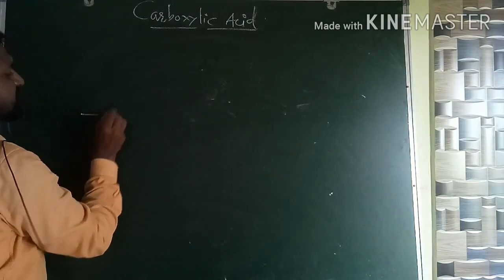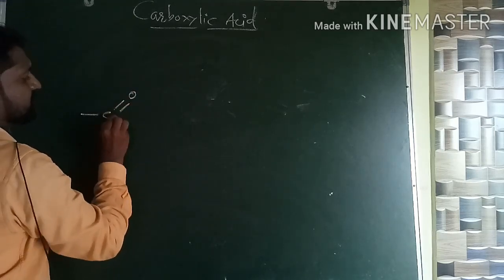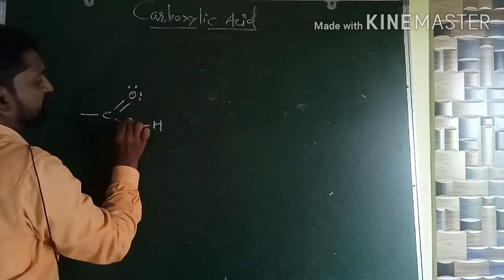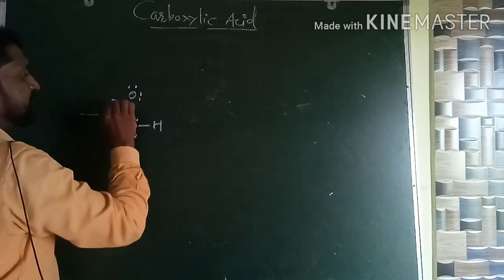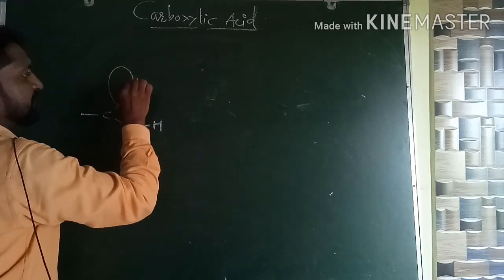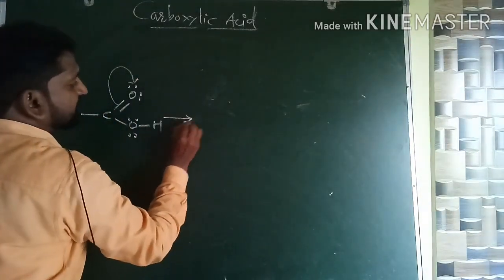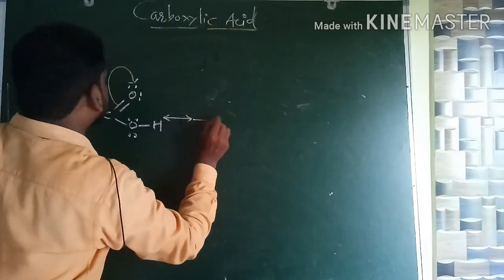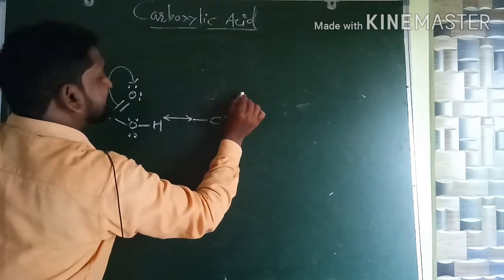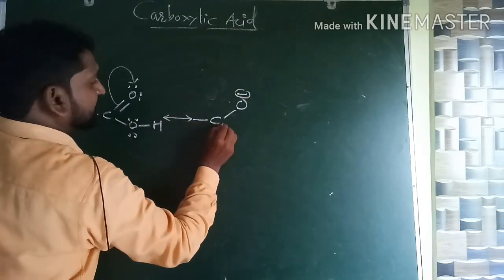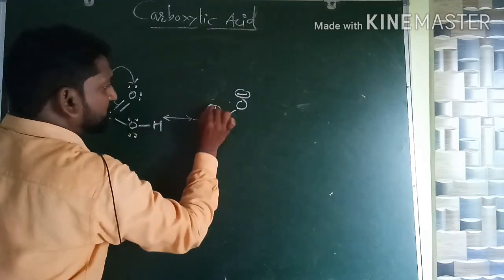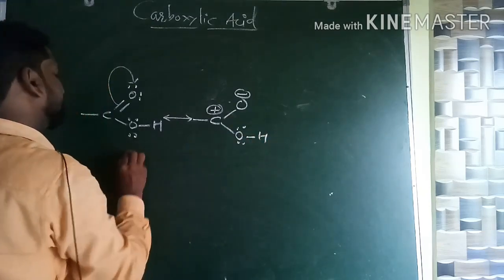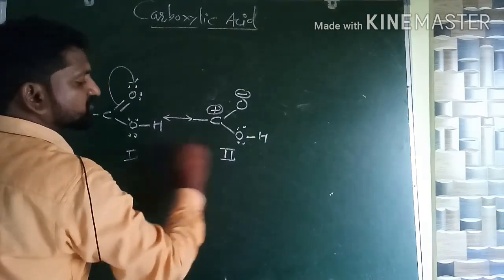C, double bond O. Now we know very well every oxygen carries 2 lone pairs of electrons. Yes or no? If this bond is shifted onto this oxygen atom in the form of a negative charge, with the 2-headed arrow as the symbol for resonance structure, what will we get? We will get this C, O negative, and this is positive, being a donor. After that, the lone pair and hydrogen. First resonance structure, second resonance structure.